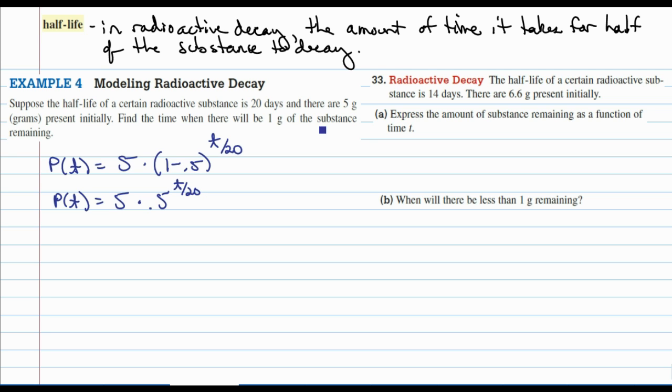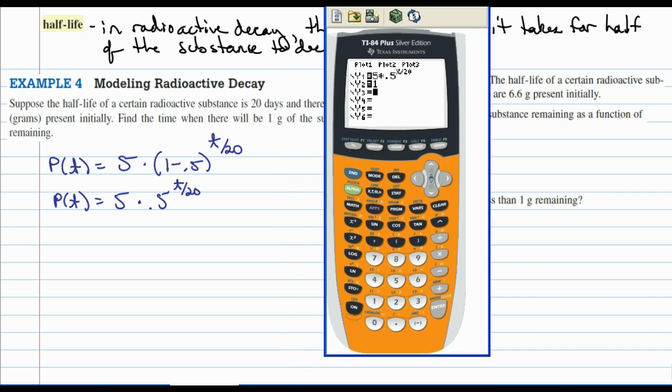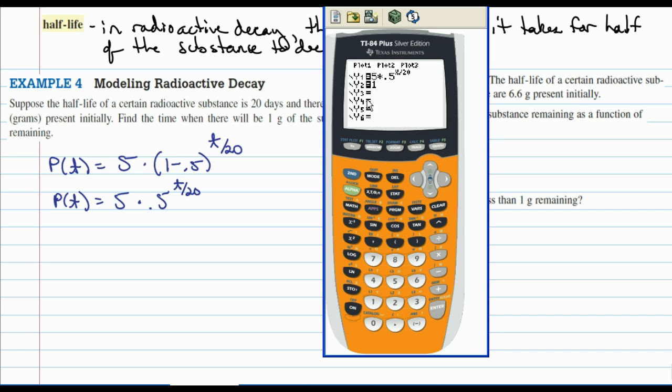I'm looking for specifically when there is 1 gram of substance remaining, so I'm going to have my calculator help me with that since I don't know how to solve for exponents. Otherwise I would do this by hand. So here we go. I put in y1 my radioactive decay function, in y2 my desired grams, 1 gram of substance.